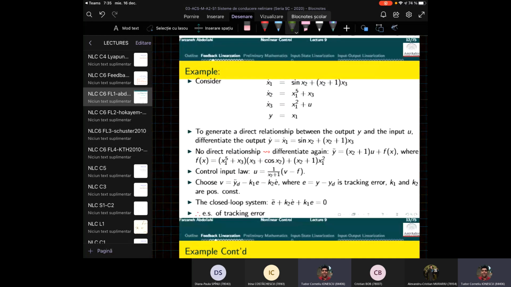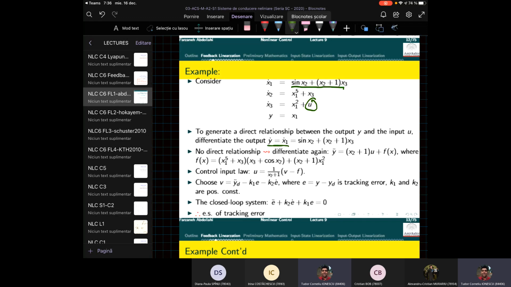And you have another example here, which is kind of cute, but also funny because you have the nonlinearities in the first equation, whereas the control is in the third equation. This is another awkward situation where you cannot straightforwardly compute u. It's not easy, it's not at hand. You cannot get it in one shot, so you need to do something else. You need to generate, they say here, a direct relationship between the output y and the input u. And then you do this.